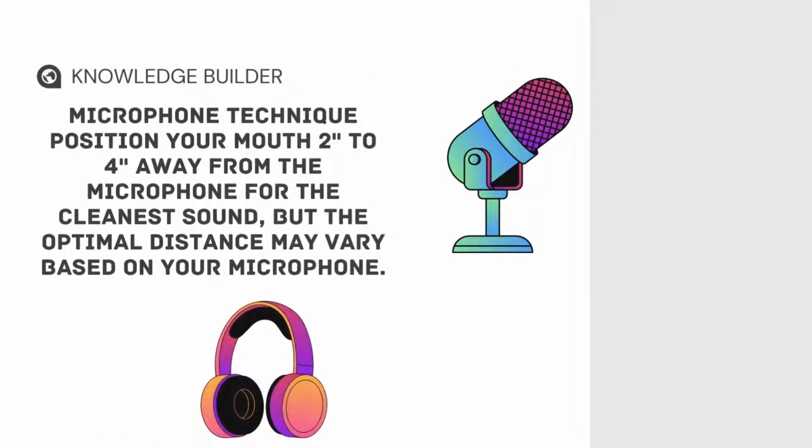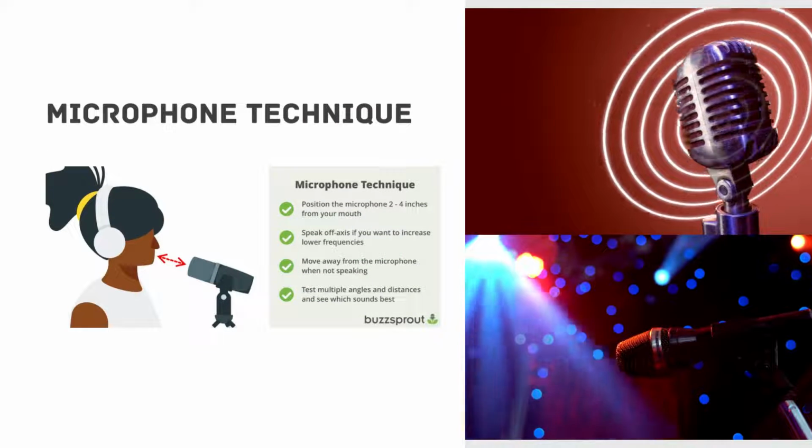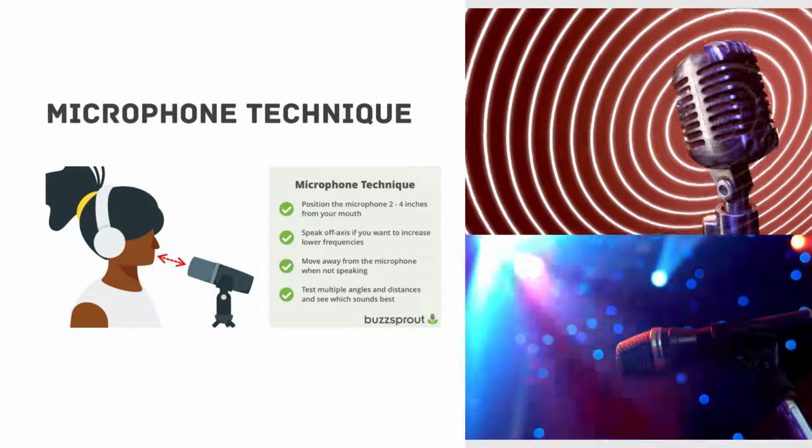Microphone technique. Position your mouth 2 to 4 inches away from the microphone for the cleanest sound, but the optimal distance may vary based on your microphone. If you notice too many plosives or harsh sibilants in your recordings, the simplest solution is to move off axis from the microphone. Set your mic up to the side, angled slightly toward your mouth. This adjustment prevents bursts of air from hitting the capsule and results in more natural audio.